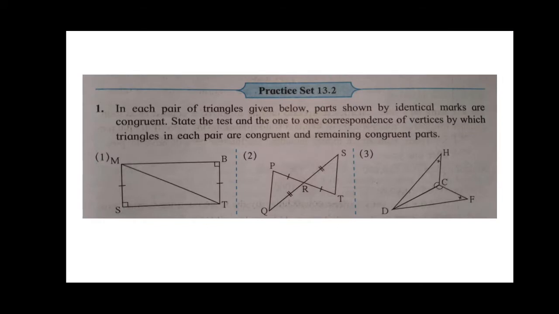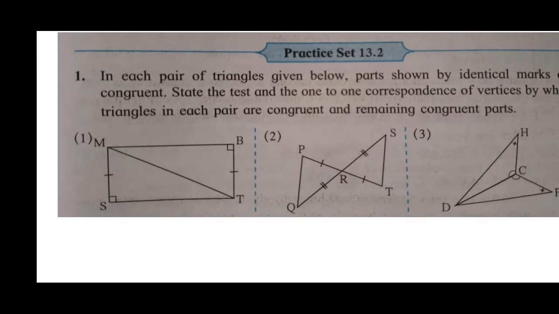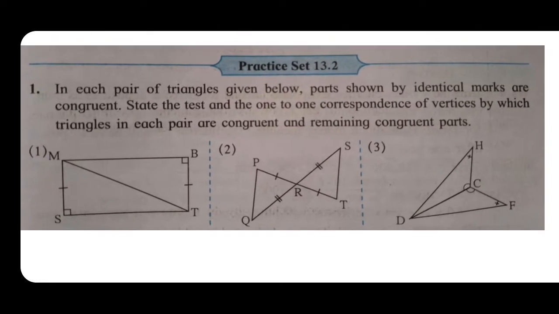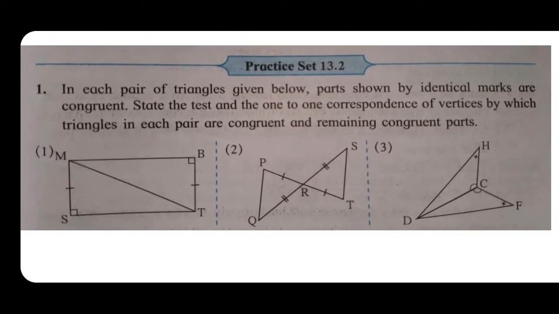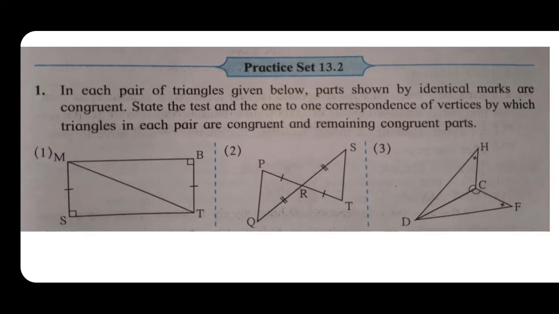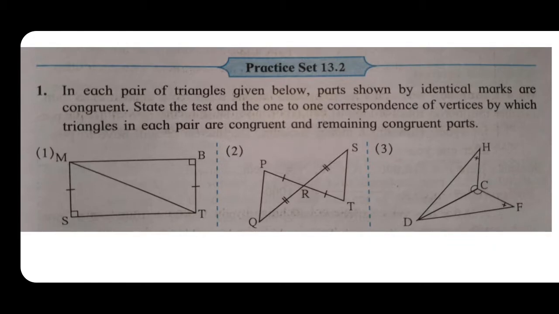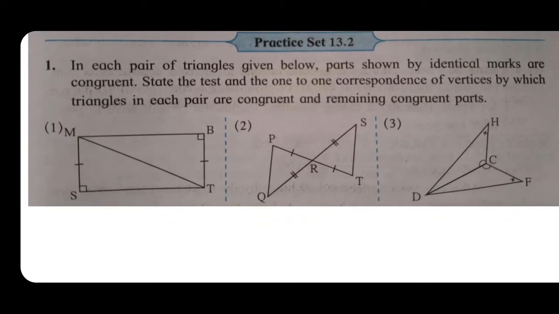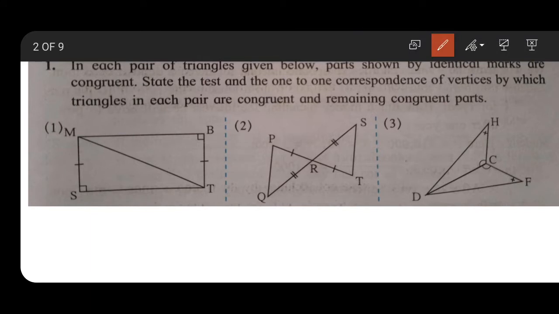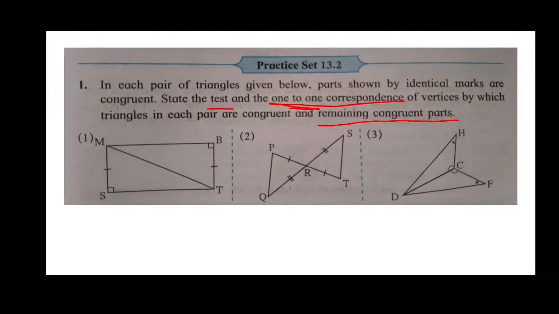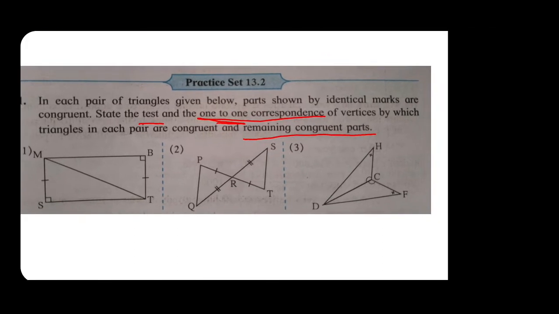Here is the question given. In each pair of triangles given below, parts shown by identical marks are congruent. State the test and the one-to-one correspondences of vertices by which triangles in each pair are congruent, and the remaining congruent parts. So here what you have to mention: the test of congruency, the one-to-one correspondences you have to write, and the remaining congruent parts. So let's start with the first figure.